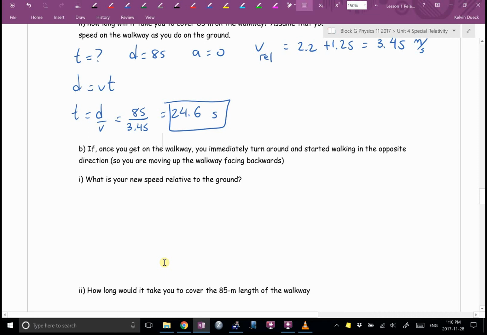Right? Okay, so once you get on the walkway, you immediately turn around and you start walking in the opposite direction, what's your new speed relative to the ground here? So the walkway was 2.2. You're walking at 1.25. What's the speed on the ground here?